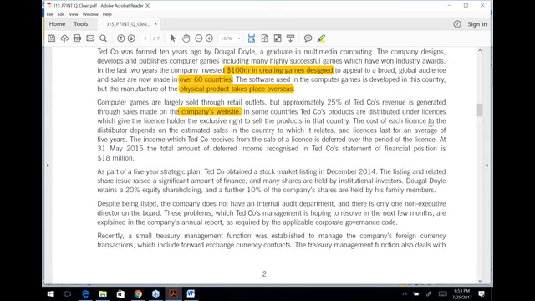In some countries, tech products are distributed under licenses which give the license holder the exclusive right to sell the product in that country. The cost of each license to the distributor depends on estimated sales in the country to which it relates, and licenses last for an average of 5 years. The income which the company received from a license is deferred over the period of the license. At 31st May, the total amount of deferred income recognized in the statement of financial position is 18 million.